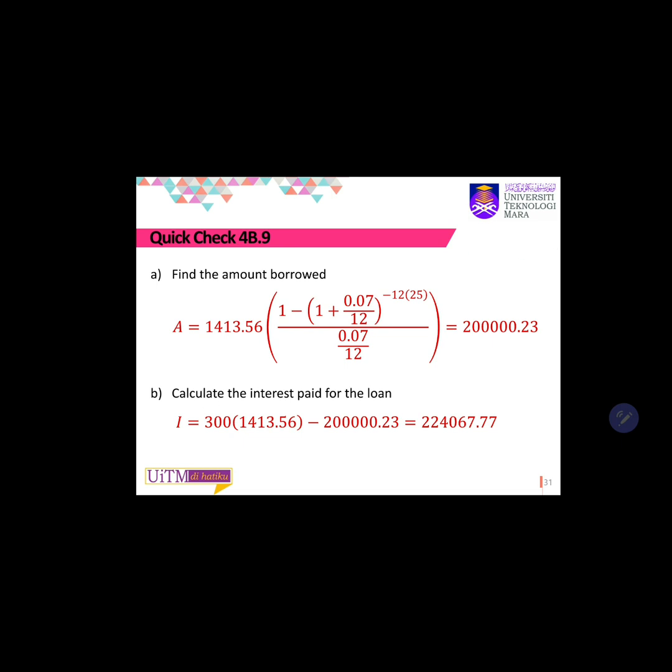Next, calculate the interest paid. The interest paid is I equal to nR minus A.